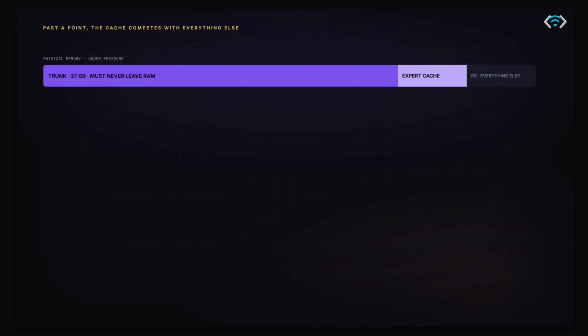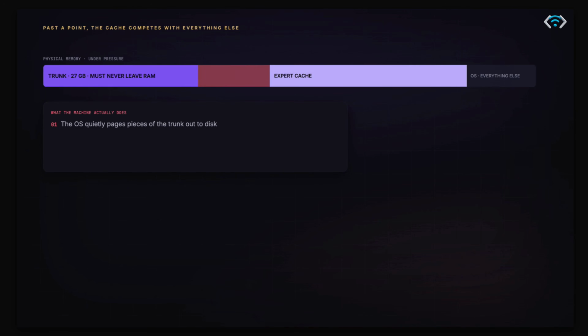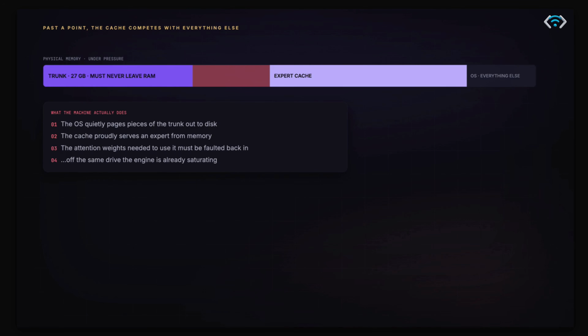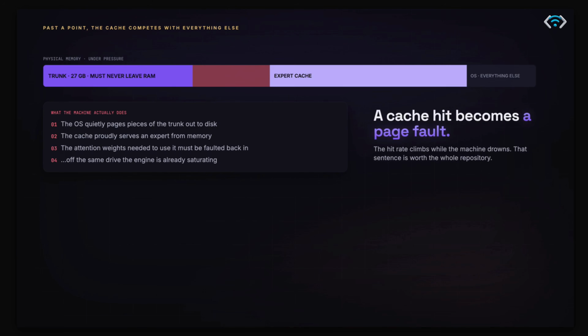Here's what that means in plain terms. Past a point, the expert cache is competing with everything else for physical memory, including the trunk, the 27 gigabytes that must never leave RAM. The operating system, under pressure, starts quietly paging pieces of the trunk out to disk. And now the arithmetic turns vicious. The cache proudly serves an expert from memory, and the attention weights needed to use it have to be faulted back in off the same drive. The engine is already saturating. The hit rate climbs while the machine drowns. A cache hit becomes a page fault. That sentence is worth the whole repository.